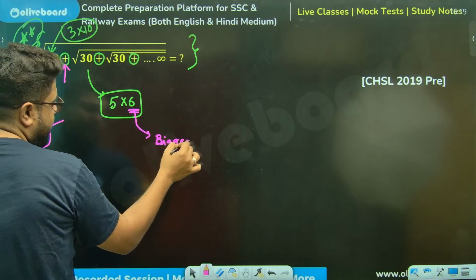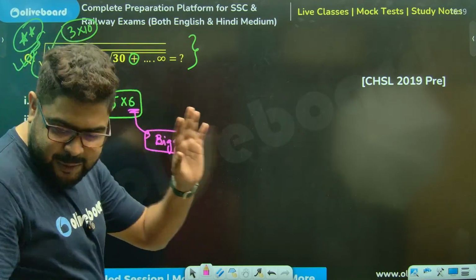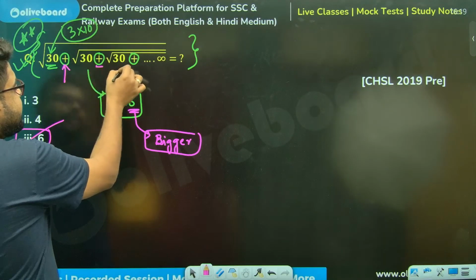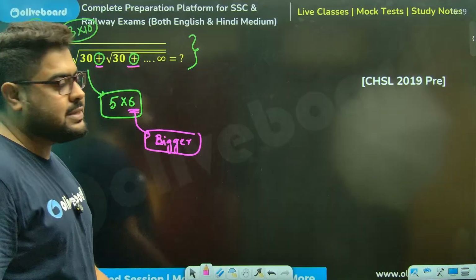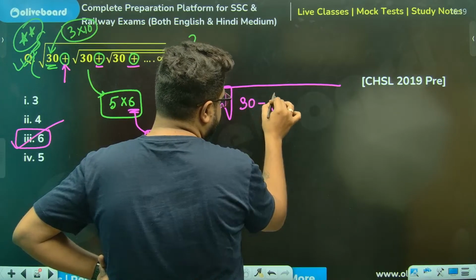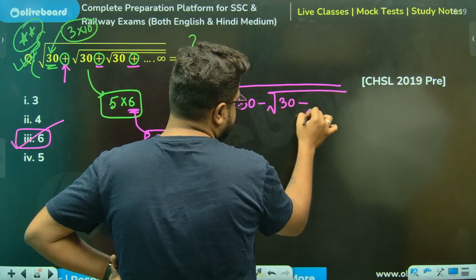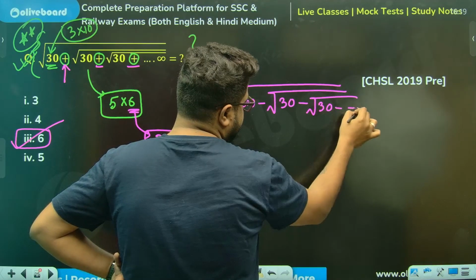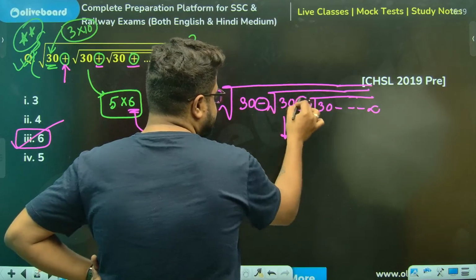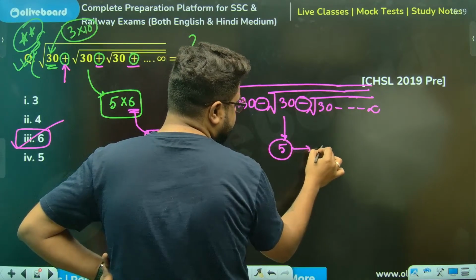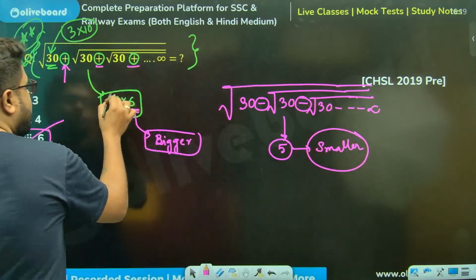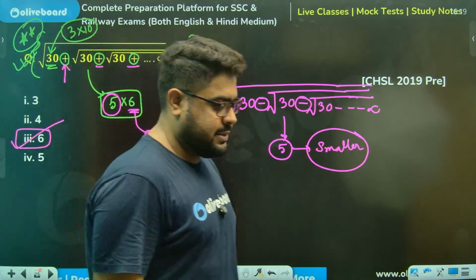Now again, why this is happening, I'm giving you all the reasons, don't worry. If the signs are all plus, then the bigger factor is the answer. If the question is framed like this, 30 minus 30 minus 30 and so on, in that case, if the sign is minus, then the smaller factor will be the answer. If it is this, then the smaller factor will always be the answer.